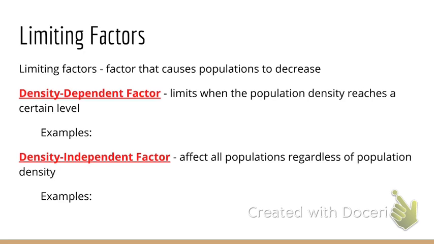Some examples would be disease, which is dependent on the density of the population. Disease will spread more rapidly if the population is really, really dense. If you imagine, if you're really close to somebody else, it's easy to catch their cold or flu, but if you're farther away from each other, you're less dense, and it's harder for that disease to spread.